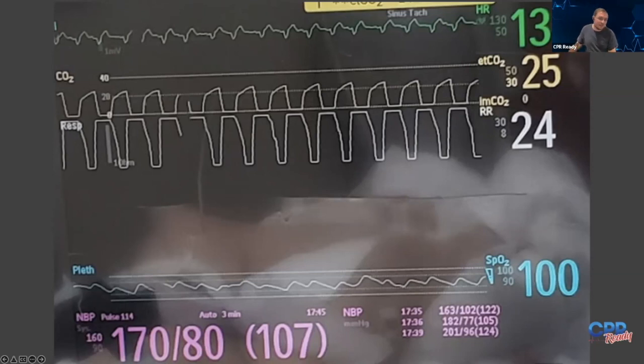But what does this capnogram look like to you? Does this look like something that we talked about just a few minutes ago? Looks like a shark fin, right? Look at that, nice little shark fin. So this is a patient that is hyperventilating, right? Because they are breathing at 24 per minute, so they're tachypneic. Again, just a little bit over 20 is still significant.